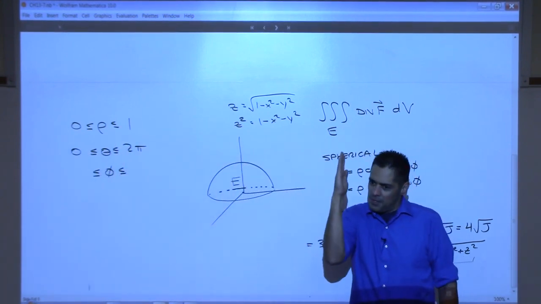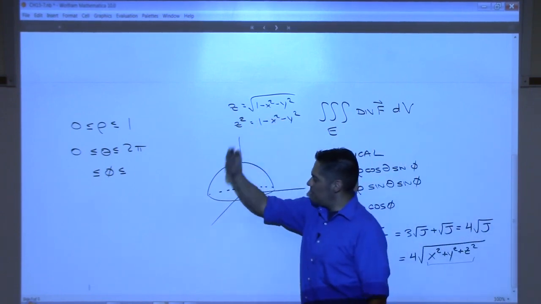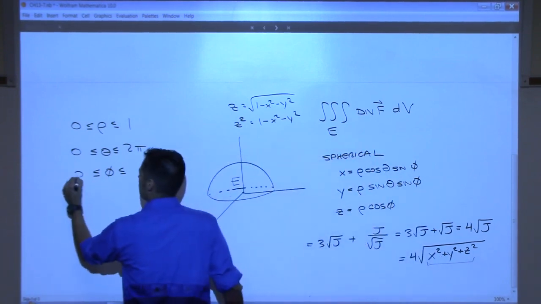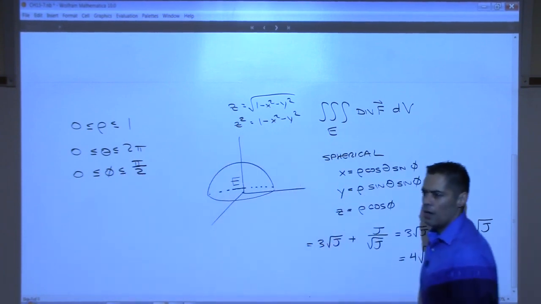is from the z down, right? So z down to the xy plane. I want that 0 to pi over 2. There we go. That should draw it.